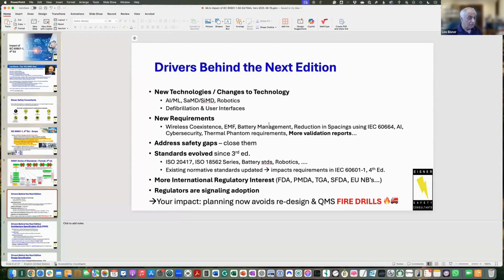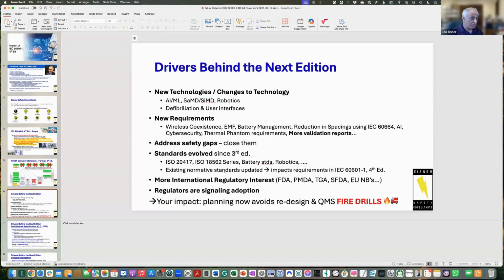New requirements, most of these that are not bolded, we're going to be talking about in slides to come. And there are more validation reports than what was a requirement in third edition. Addressing safety gaps. We're going to close as many of them as we can, hopefully all of them that exist in third edition. Believe it or not, there are some gaps because as technology changes and things move, we realize, oh, we missed some gaps. Look at the mod reports that come out of FDA. You'll realize there are gaps out there.